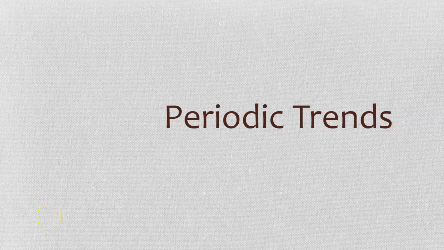Hi guys, today we're talking about periodic trends. The first thing to note, there are four main periodic trends: atomic radius, ionic radius, ionization energy, and electronegativity. Those periodic trends are caused by placement on the periodic table, and they explain some of the reactions and reactivity we see.